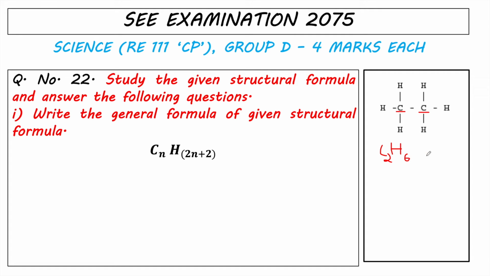Now what you can see is the number of H atoms here. The number of H atoms here is 2n+2. So the general formula for the structure is going to be CnH2n+2. Okay, that's the first part of question number 22.